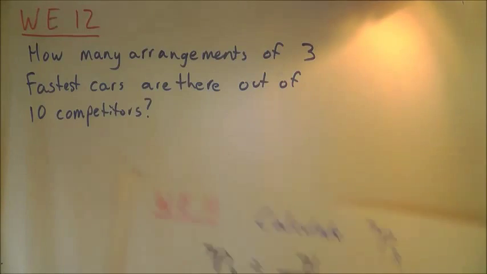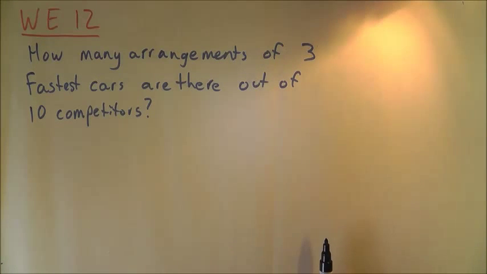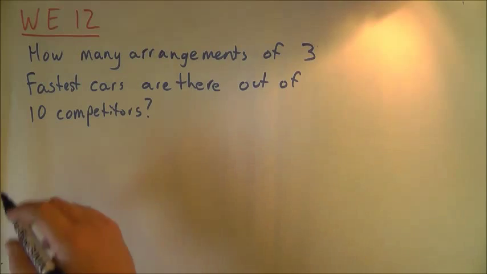Next example. Worked example 12. How many arrangements of 3 of the fastest cars are there out of 10 competitors? Now it's important that you've read the question in the textbook, it'll make it a bit easier to understand. I've just summarised it here. Okay, so let's have a think.